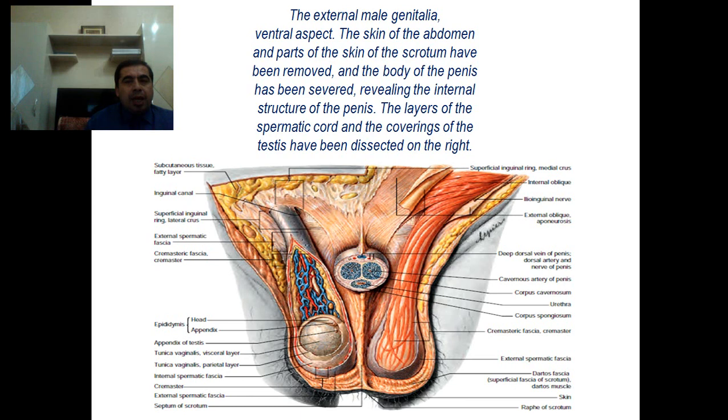Again, the external male genitalia from the ventral aspect. The skin of the abdomen and parts of the skin of the scrotum have been removed, and the body of the penis has been severed, revealing the internal structures of the penis, like the cavernous bodies and the spongy body. The layers of the spermatic cord and the coverings of the testes have been dissected on the right side. These are a very important moment, the coverings of the spermatic cord and testes. I'll explain it slightly later.